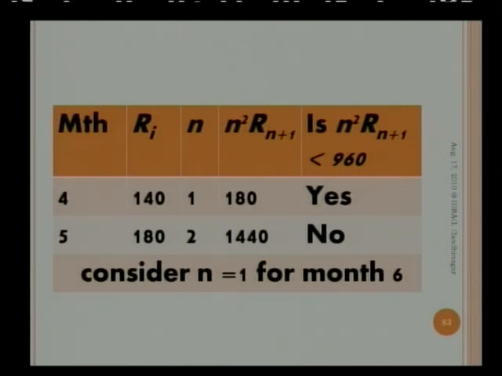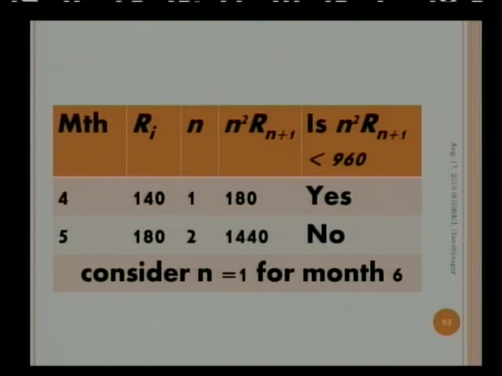So 1 square into 180, which is 180, which is less than 960. So the condition is getting satisfied. So I can continue with n is equal to 2. That is, I have to increase n by 1. So n is equal to 2. Find out the condition, which is 1440. Obviously 1440 is greater than 960. So I have to stop this group. And for the sixth month, once again I will have to start with n is equal to 1.